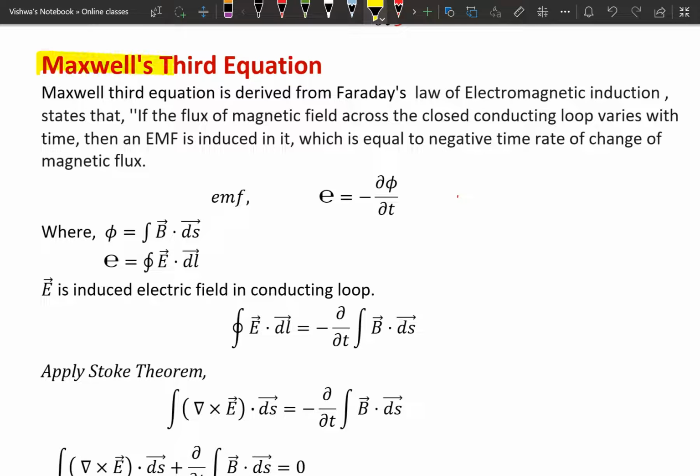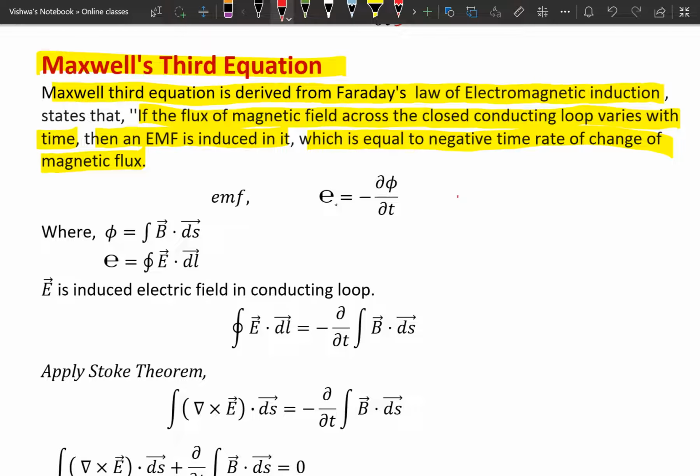Maxwell's third equation is derived from Faraday's law of electromagnetic induction, and the statement is, if the flux of the magnetic field across a closed conducting loop varies with time, then an EMF, electromotive force, is induced in it, which is equal to the negative time rate of change of magnetic flux.